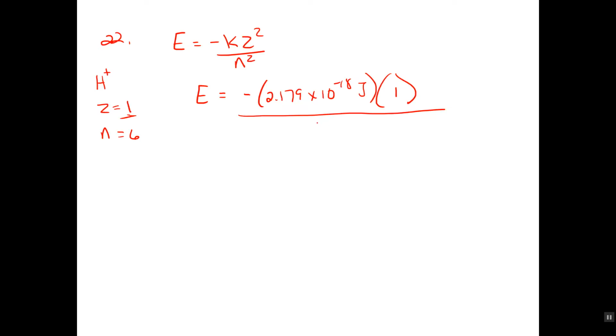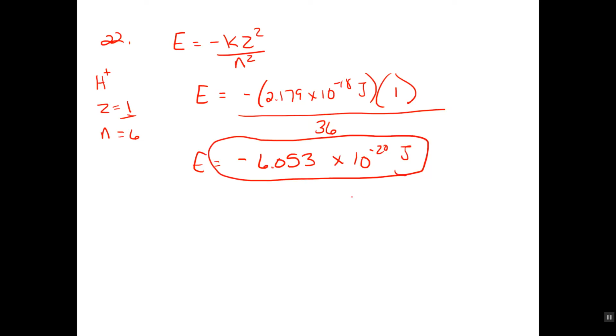N is 6, so 6 squared is 36. So simply in this problem, you can see you're just going to have the energy is equal to negative 2.179 times 10 to the negative 18th divided by 36. And when you calculate that out, you get negative 6.053 times 10 to the negative 20th joules. Okay, and very simple problem.